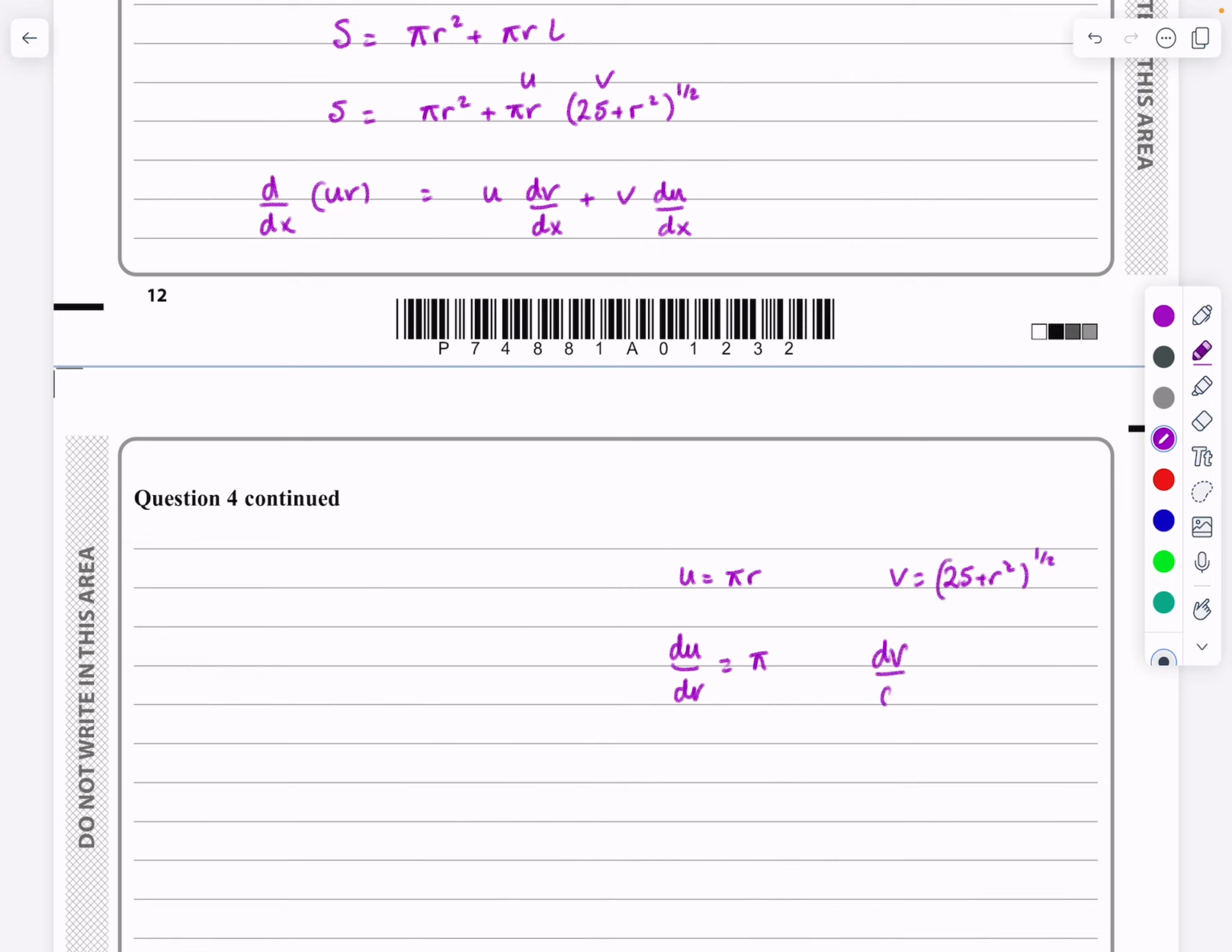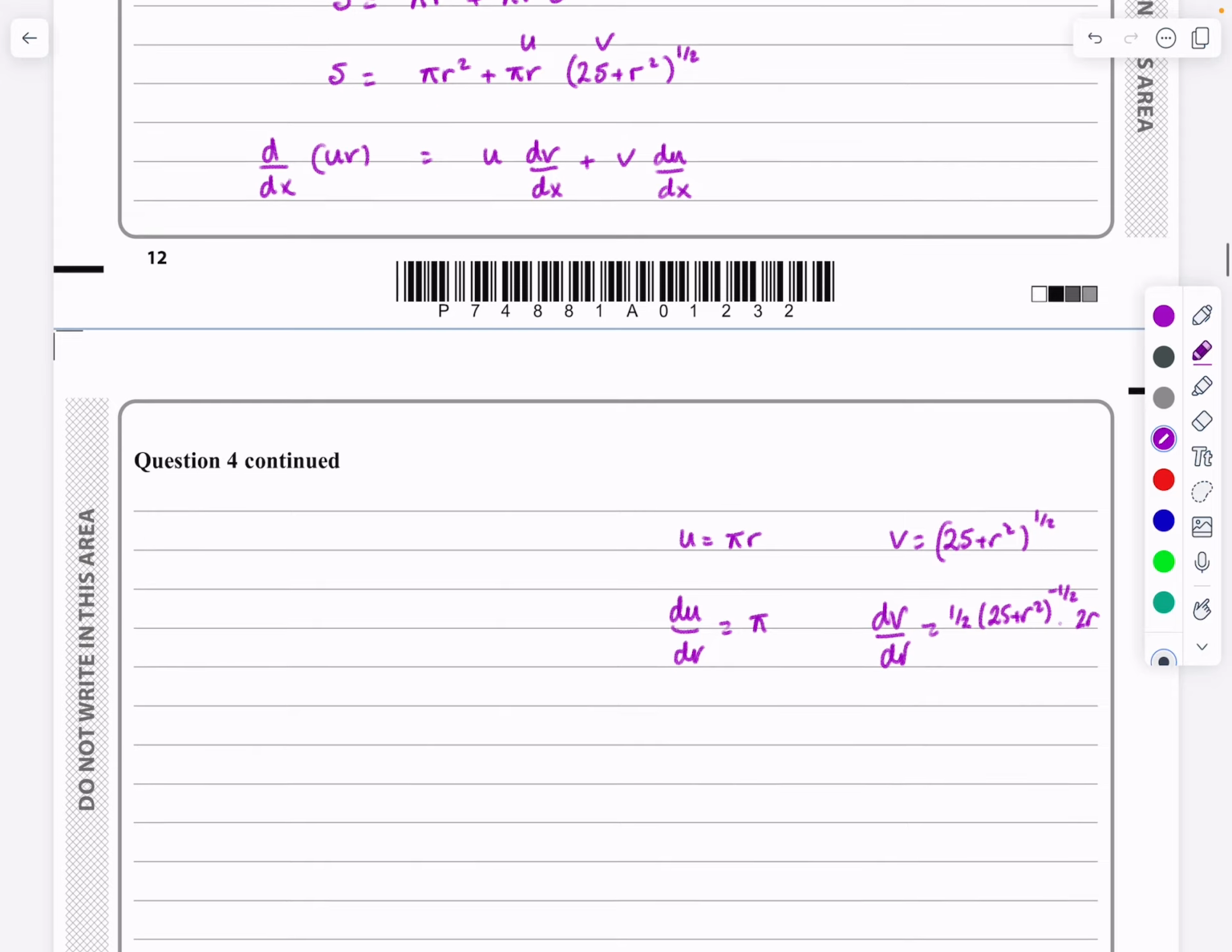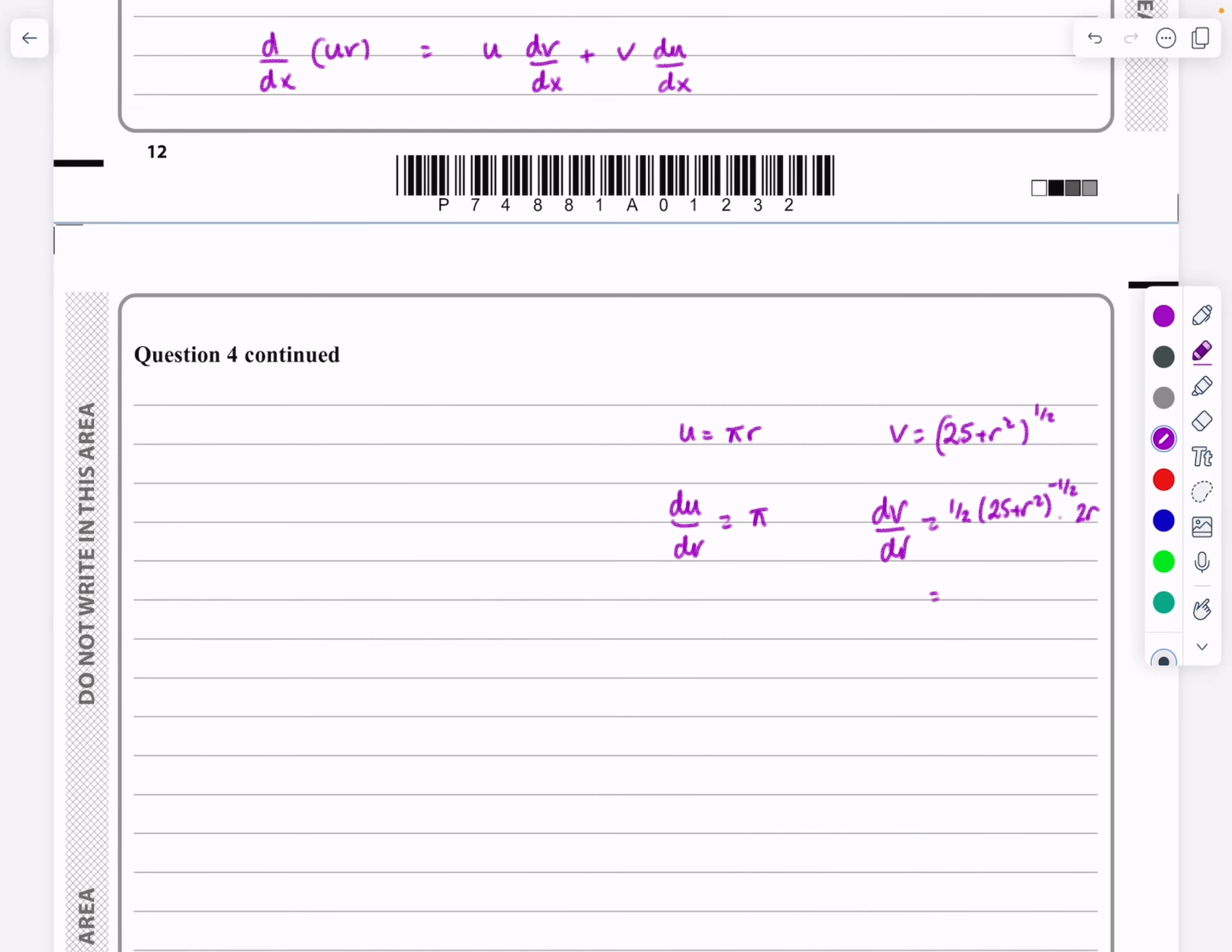So dv by dr then is going to be, how do you differentiate that? You treat it like it's a power, so 25 plus r squared to the minus a half, multiplied by the power, take one off the power, but then multiplied by the differential of what's in there. So multiplied by 2r. Now I'm going to tidy that up to be r times 25 plus r squared, to the minus a half. Handwriting is absolutely dreadful there.